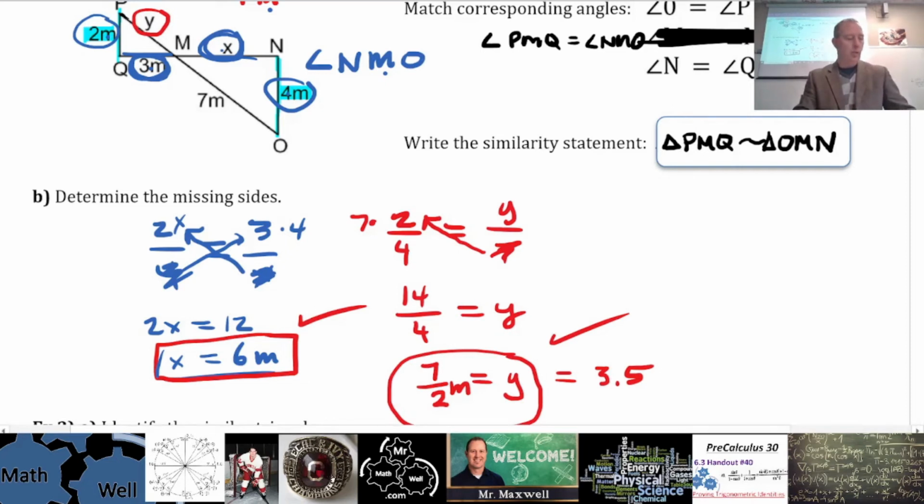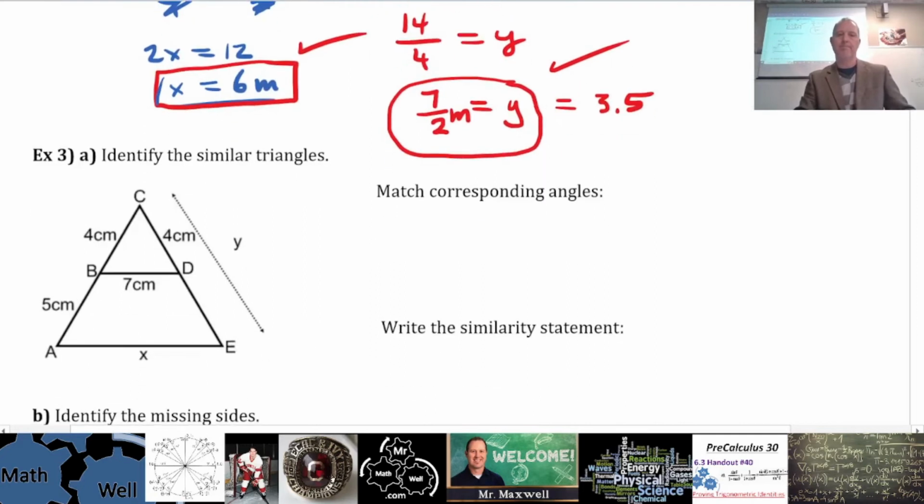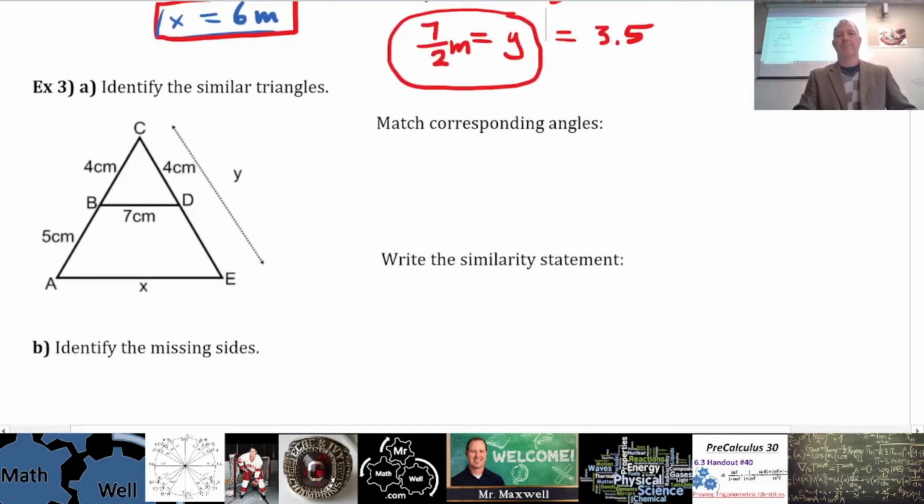Okay, we're going to do one more example for part A of this lesson, and then I'm going to let you work on part of your homework. So let's work on example 3. Example 3 says identify the similar triangles. So here's one of those ones, and we did that activity yesterday, where we had shapes that were embedded into other similar shapes. There's a large triangle on the outside here. So identify the similar triangles.